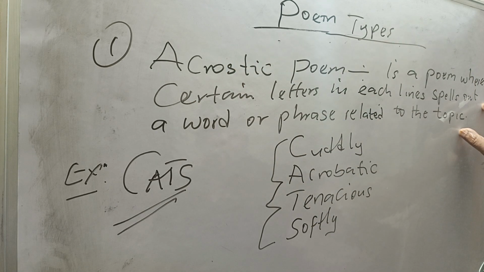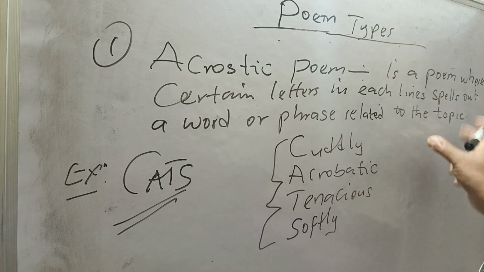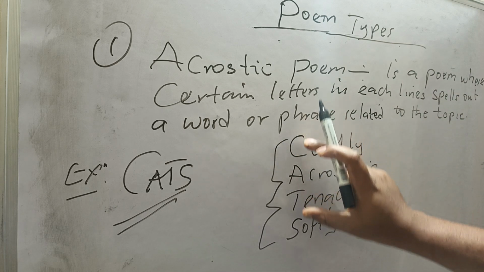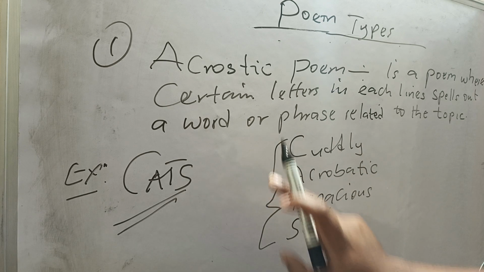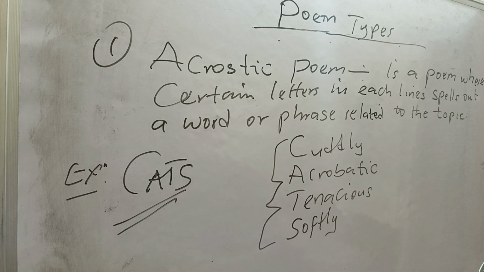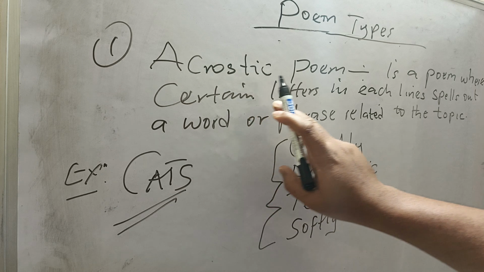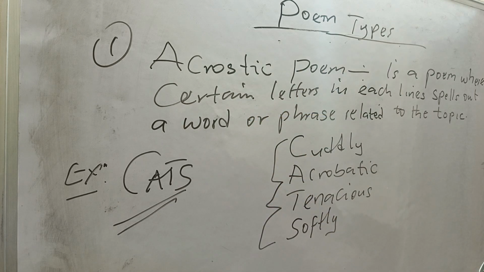So according to the definition, based on the title, the first letters of the words will spell vertically to form a word or phrase related to the title or the topic of the poem. So this is an acrostic poem. Let's take a look at another one.